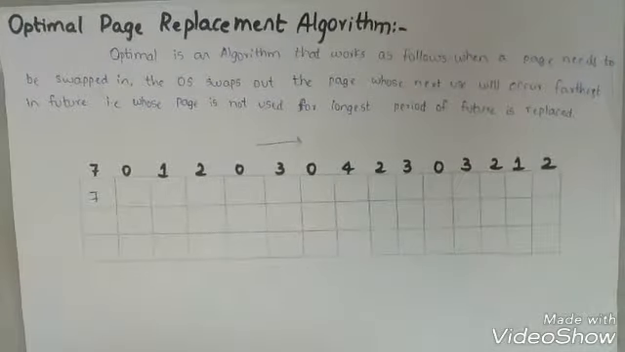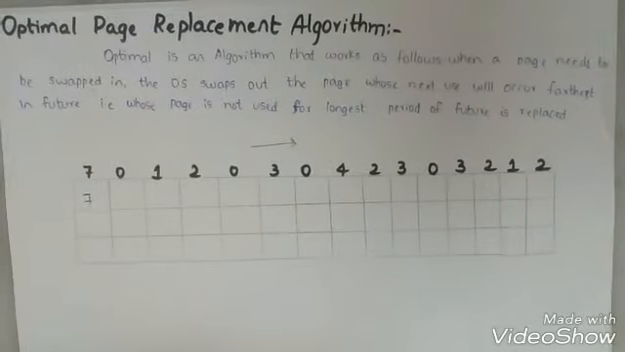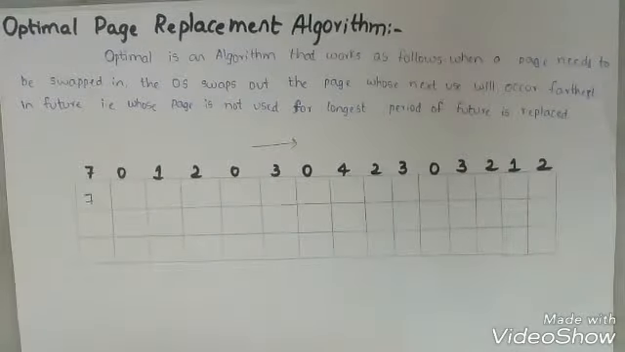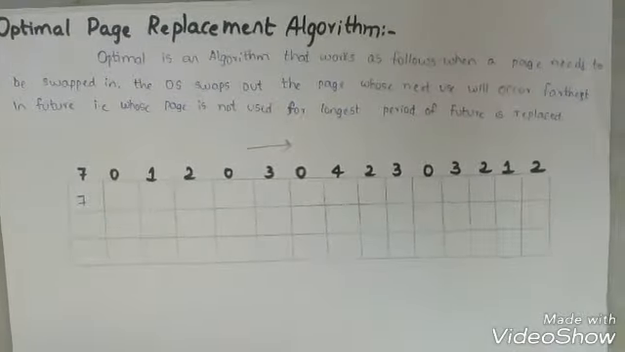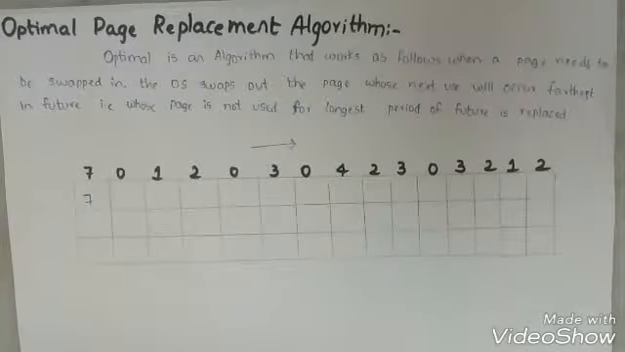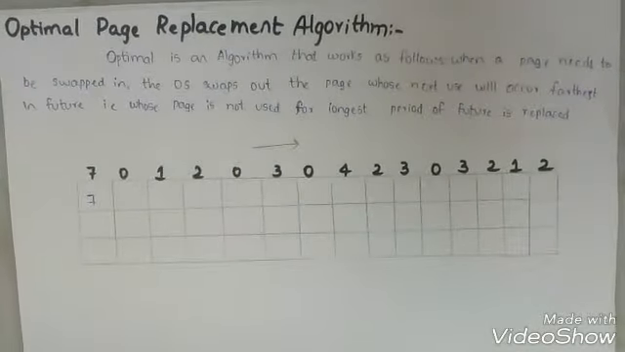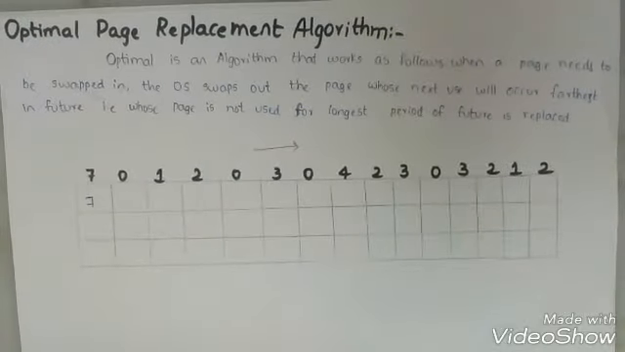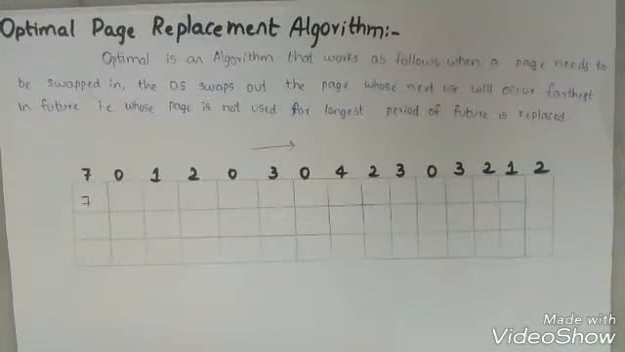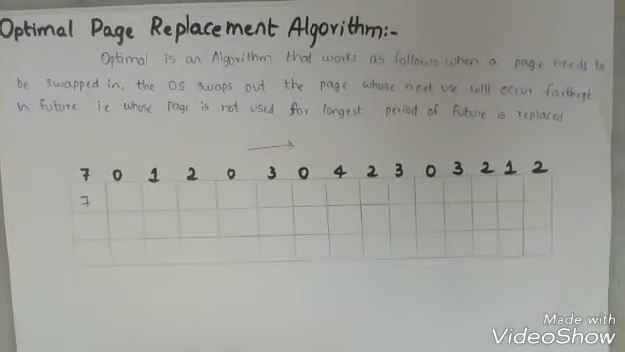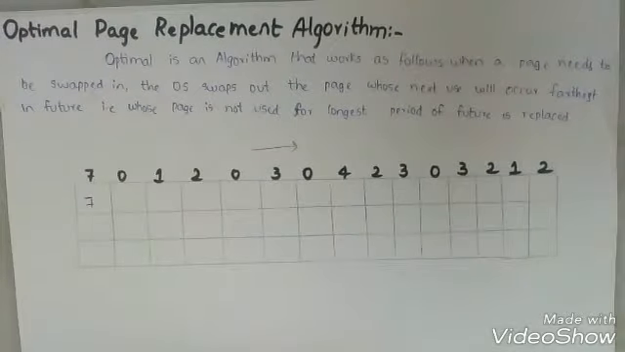In this video, I am going to tell you about optimal page replacement algorithm. Optimal page replacement algorithm is used when a page needs to be swapped in. The OS swaps out the page whose next use will occur farther in the future. That is, the page which is not used for the longest period of time in the future is replaced.